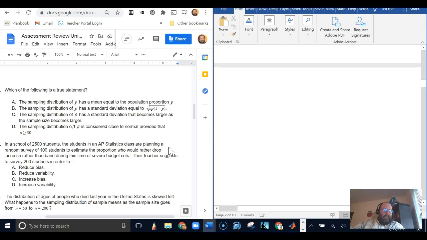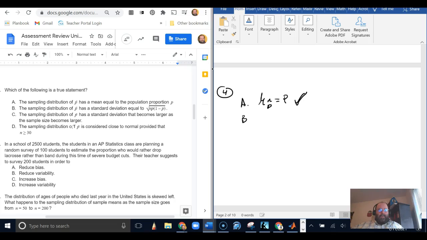All right, so let's look at number 4. Which of these is a true statement? Okay, the sampling distribution of p hat has a mean equal to the population proportion of p. That is definitely true because we like to say that this distribution is unbiased. So we would expect that the mean of p hat should be equal to p. That's our answer. Let's look at why the other ones are wrong.